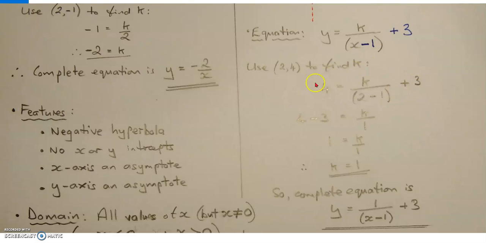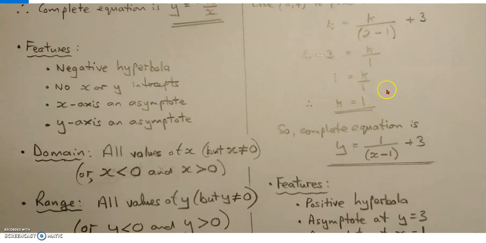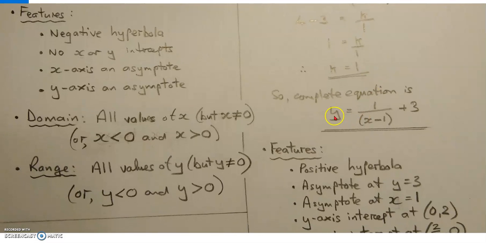Now we just work this out for k. So I'm taking this plus 3 across. There it is, minus 3. So it's 4 minus 3, which is 1. And this 2 minus 1 goes to 1. So 1 is equal to k over 1. So that must mean that k is itself equal to 1. So there is the complete equation: y equals 1 over (x minus 1), and then plus 3 at the end.